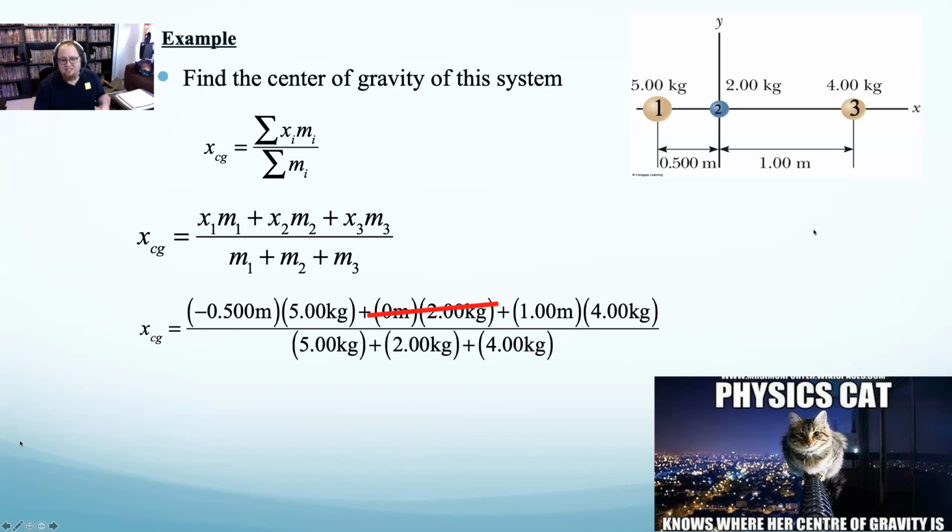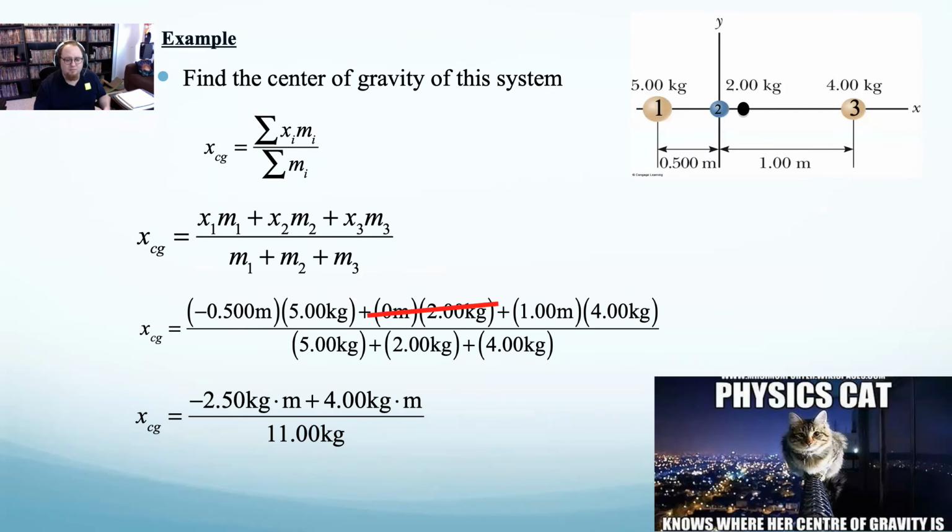Now this term in here is 0, because 0 times something is 0. And 5 times negative 0.5 is negative 2.5. 4 times 1 is 4. And I can get a value. That's where the center of mass is.